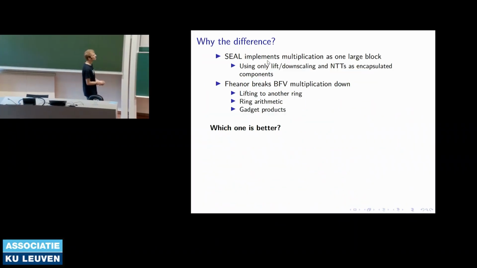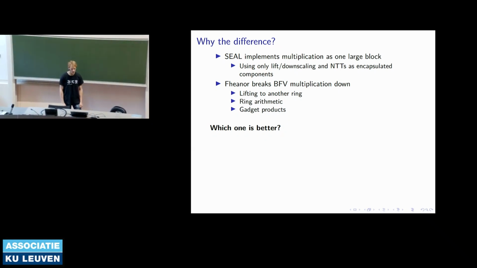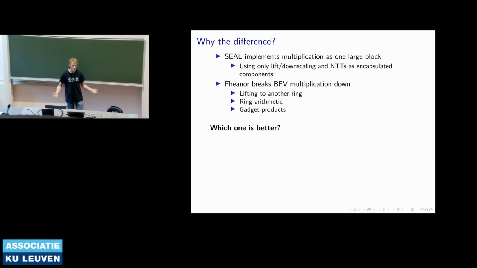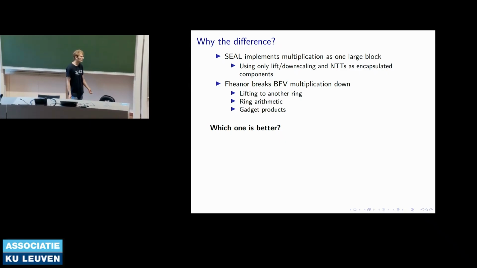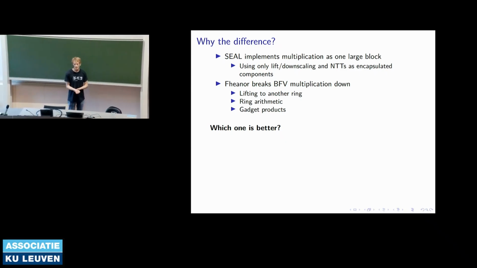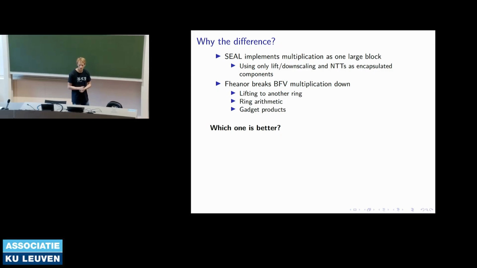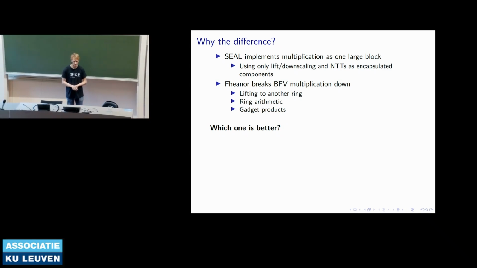So the difference is really not that Fheanor doesn't do something or found a simpler way of doing things, but it just breaks the multiplication in multiple smaller components, while Zeal really only implements the multiplication directly, just delegating the NTTs and the lifting to other functions. And Fheanor has many more smaller components, like the lifting to another ring again, but also the ring arithmetic is encapsulated, the gadget products are encapsulated, the gadget decomposition is. So what's the difference?